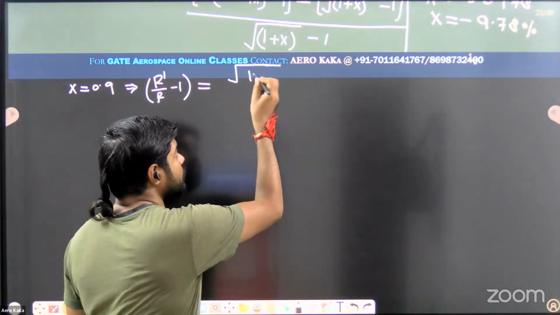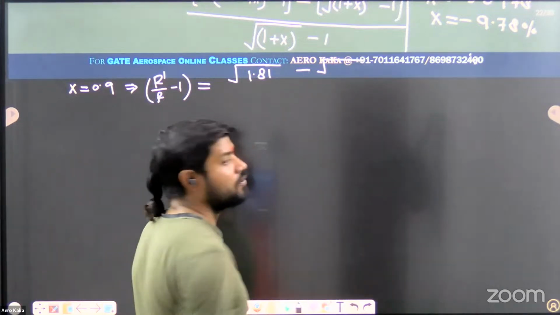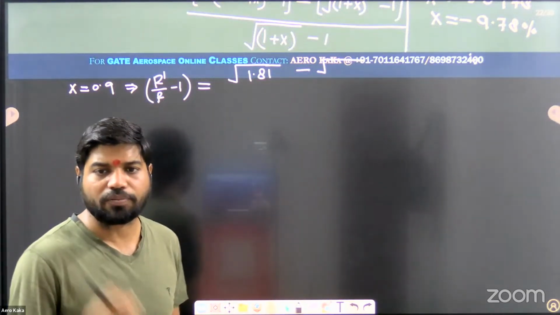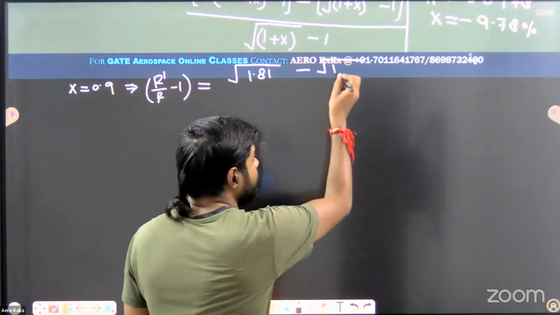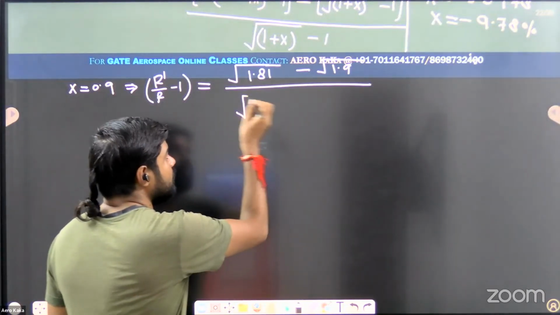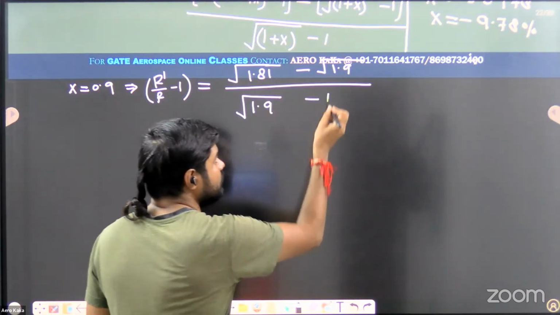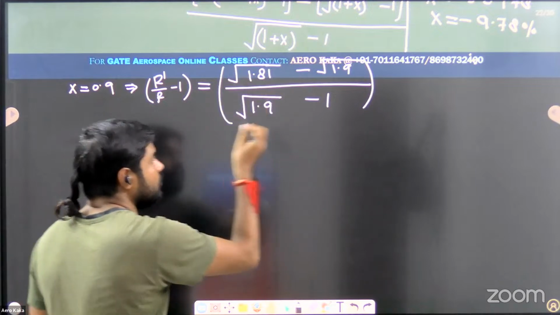Yes, sir. 1.81 minus root of 1 plus x, right? So what do you mean by x here? X is 0.9. So how much it is? 1.9 divided by how much? Root of 1 plus x. So x is equal to 0.9. So root of 1.9 minus 1. Just simplify it and let me know how much you're getting.